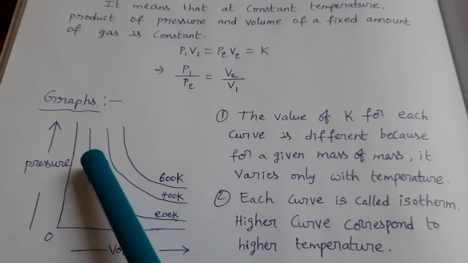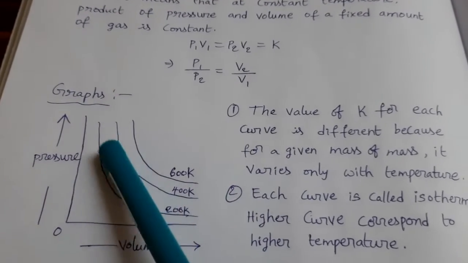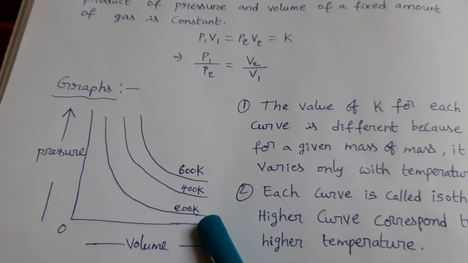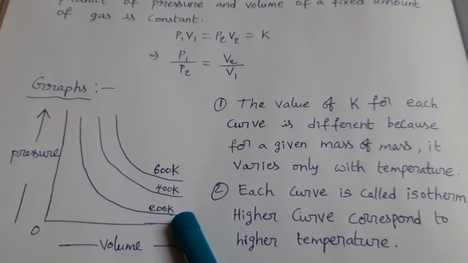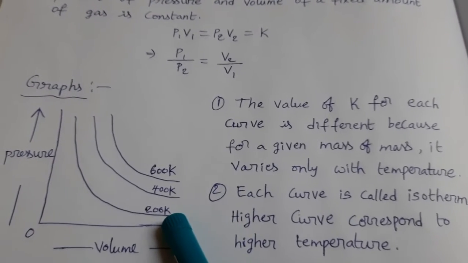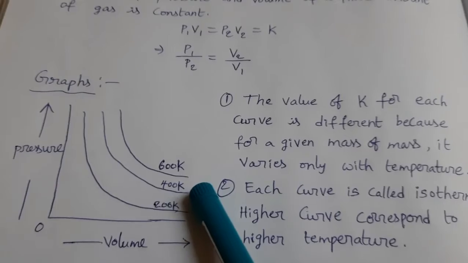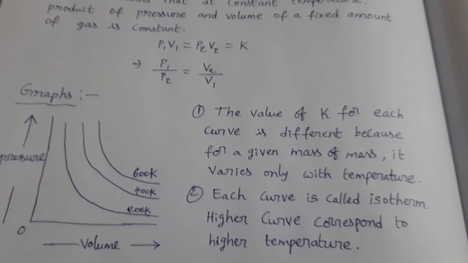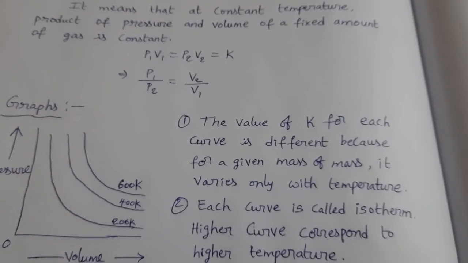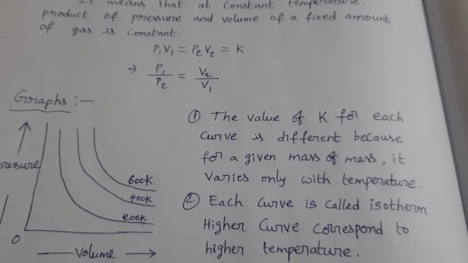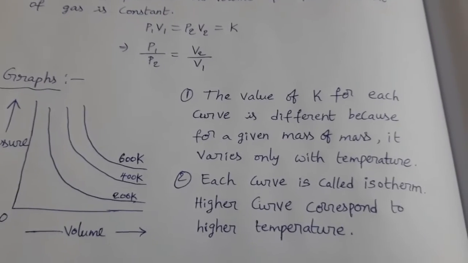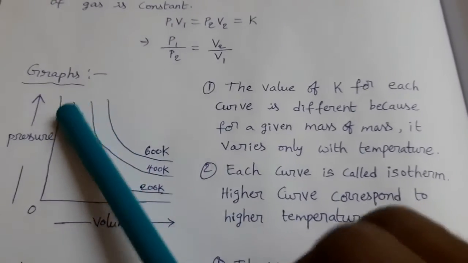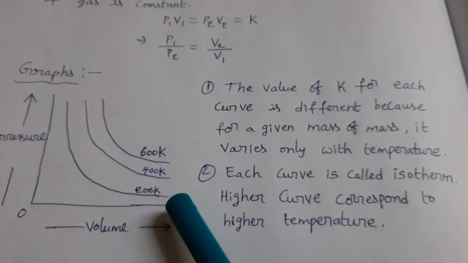At 200 Kelvin this is the curve, at 400 Kelvin this is the curve, at 600 Kelvin this is the curve. So for this curve the K value is different from this K value, and this K value is different from this K value. In this way the K value varies with the temperature, and each curve is called an isotherm because throughout this curve the temperature is constant, 200 Kelvin.